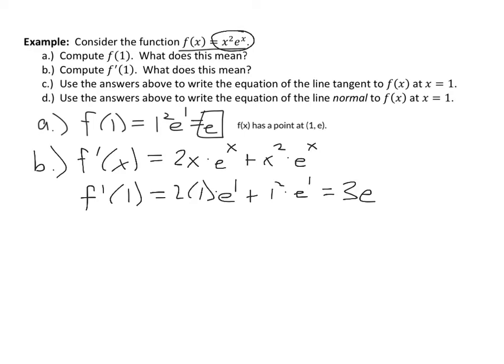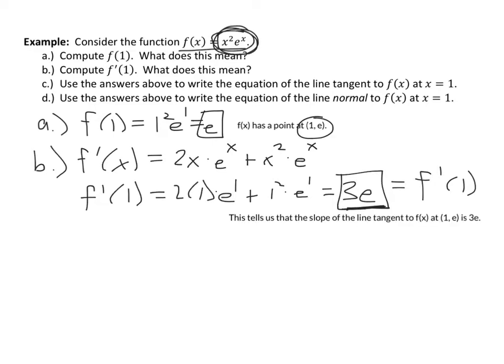And now if we think about what this means, right, this is the first derivative. This is f prime of 1. It means that this is the slope of the line tangent to this graph at x equals 1. In other words, at the point 1, e.